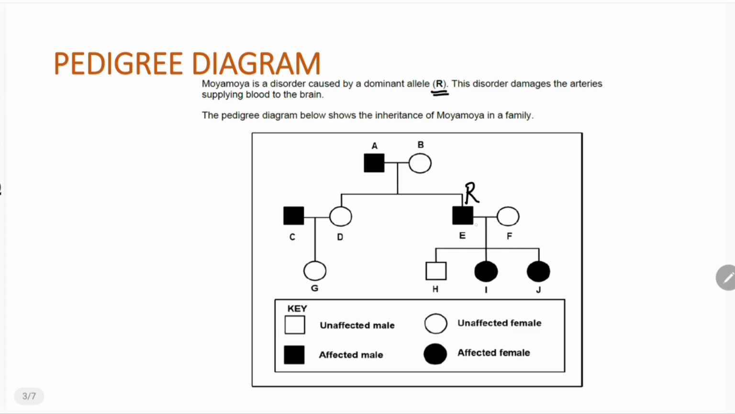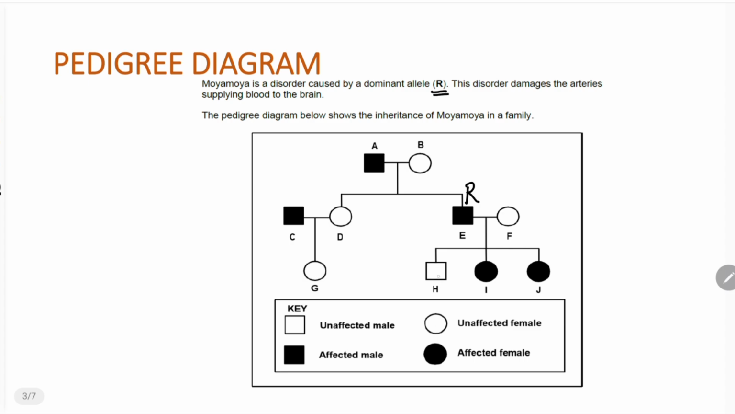If individual number E has capital letter R, what is the other allele making up this person's genotype? And we can simply do this by looking at the children. We could have started with any of the individuals and the result will be the same. Just that I chose to start with number E, right? Number E has moyamoya, so he must have capital letter R because it is caused by a dominant allele, capital letter R. So number E married number F, but number E and number F were able to produce an offspring without moyamoya, that is individual H here.